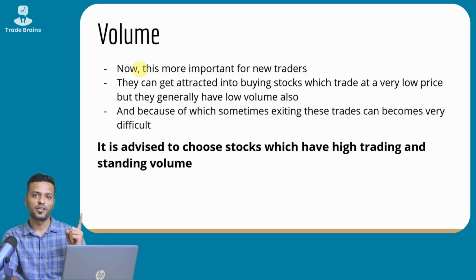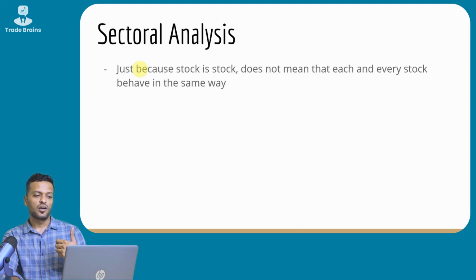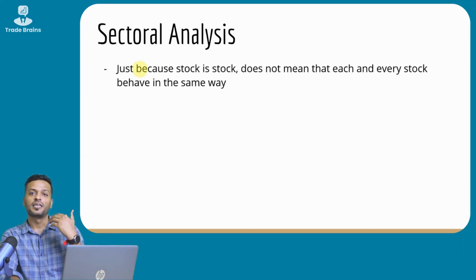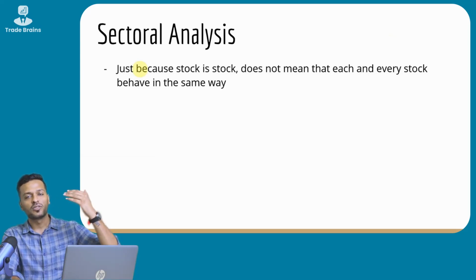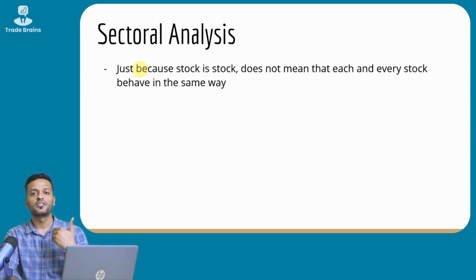So the first factor which we have covered is volume. The second factor is the sectoral analysis. Now, just because a stock is a stock doesn't mean it behaves in the same way. Each and every stock behaves in a different way. Some stocks are very volatile by nature. Some stocks move in a sideways zone. Some stocks are normally trending by nature. So each and every stock has different characteristics associated with it.